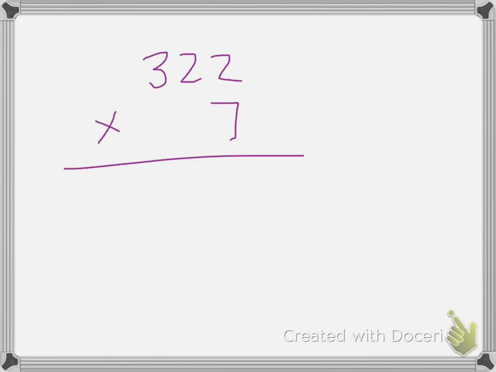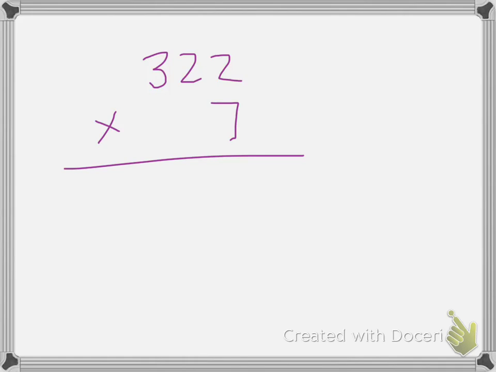Let's start with a 3-digit by 1-digit just to make sure we got the steps of the standard algorithm here. Like I said yesterday, you build your product as you go. With the partial products, you do each one separately. Here you're actually building your final product as you go.